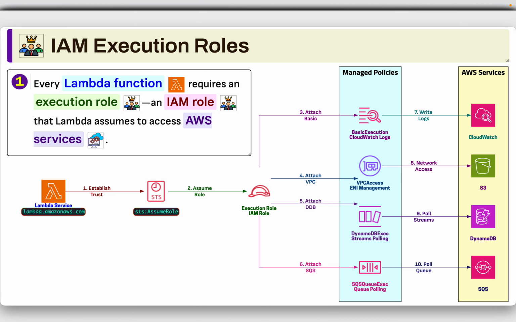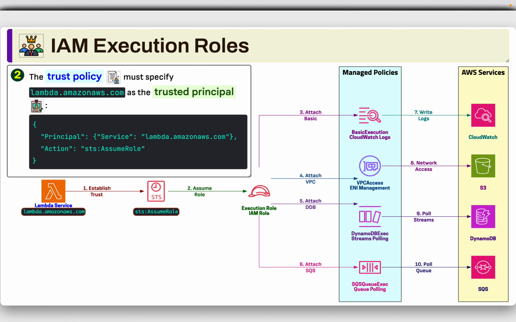So every Lambda function requires an execution role, which is an IAM role that Lambda assumes to access AWS services. The trust policy must specify lambda.amazonaws.com as the trusted principal, and that allows Lambda to assume the role using STS AssumeRole.